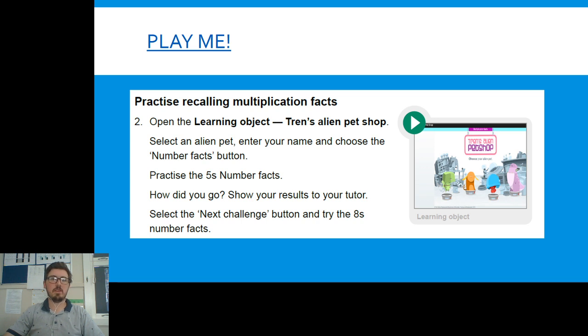Okay. Open the learning object Trends Alien Pet Shop. Now, if you have access to that, you can do that. We did put a link in the OneNote. If it is not coming up, that's completely fine. It's just an extra learning object that you can have access to if it works.